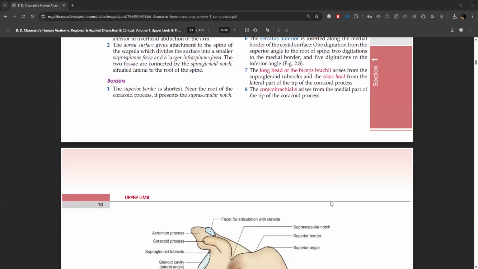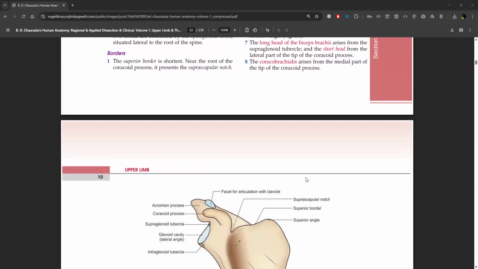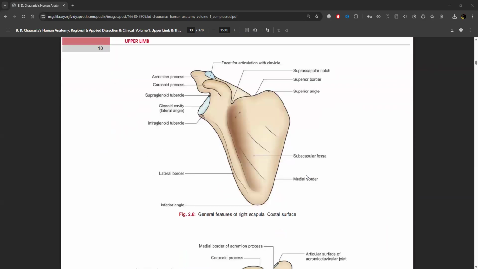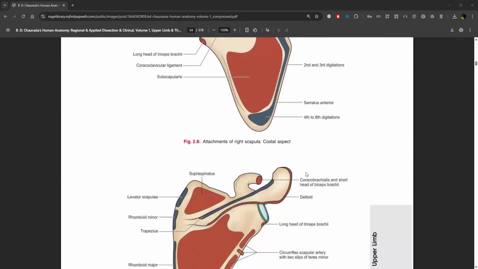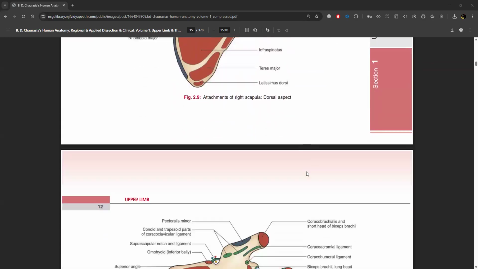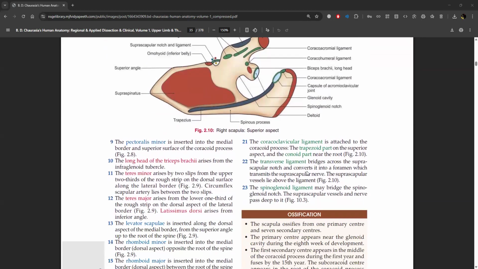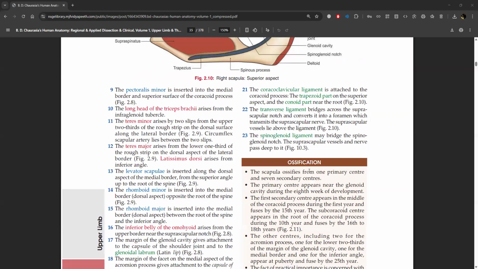Seventh, the long head of the biceps brachii arises from the supraglenoid tubercle and the short head from the lateral part of the tip of the coracoid process. Number 8. The coracobrachialis arises from the medial part of the tip of the coracoid process. Ninth, the pectoralis minor is inserted into the medial border and superior surface of the coracoid process.